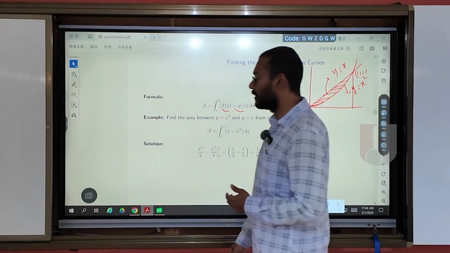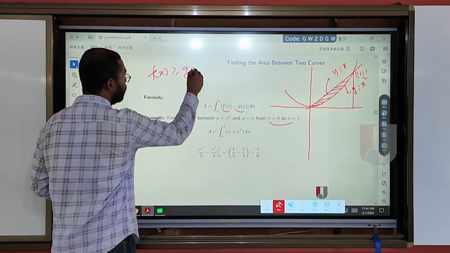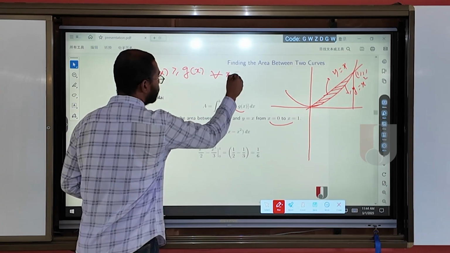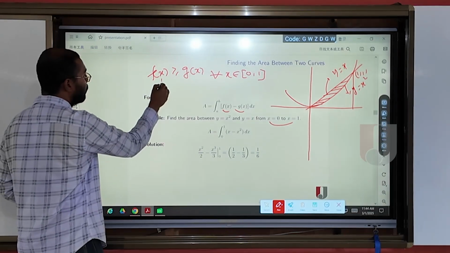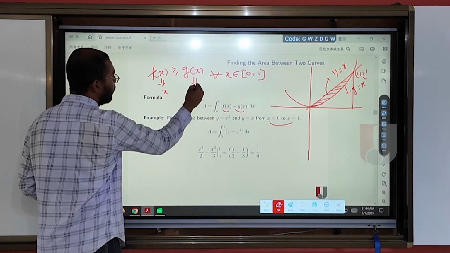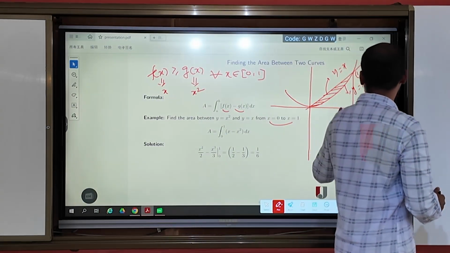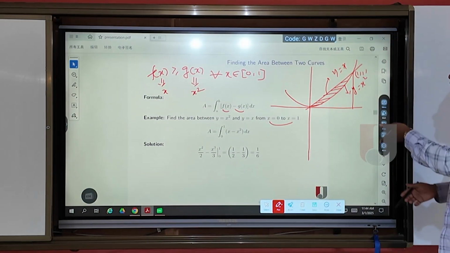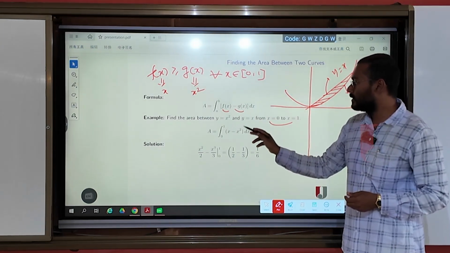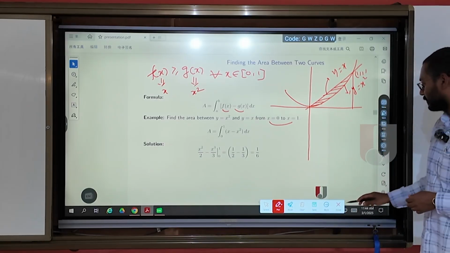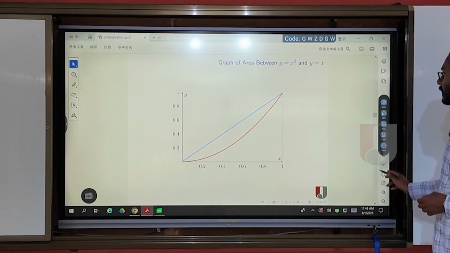So here the necessary condition is that f of x is greater than or equal to g of x for all x belonging to 0 comma 1, and in that particular case my f of x is x and g of x is x square. Also you can see that from my graph: the line y equal to x is above and below it is g of x, that is x square. So we can write f of x minus g of x, that is x minus x square. From here also you can see the graph.